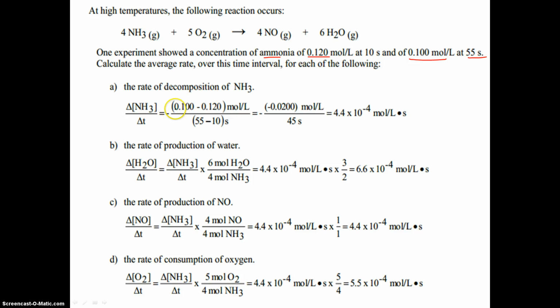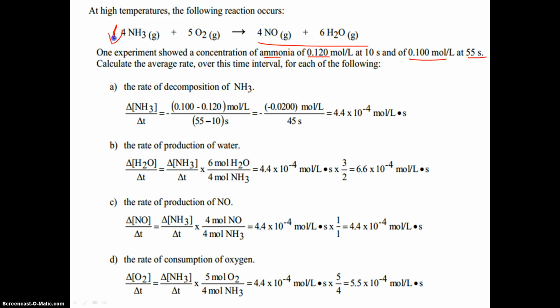So average rate is pretty straightforward. You're just looking at final minus initial, so we have 0.1 minus 0.12, over our final time, which is 55, minus our initial time, which is 10. The negative sign just means it's being consumed. So NH3 is being consumed to make product over here. We find out that it's being consumed at a rate of 4.4 times 10 to the negative 4 moles per liter second.